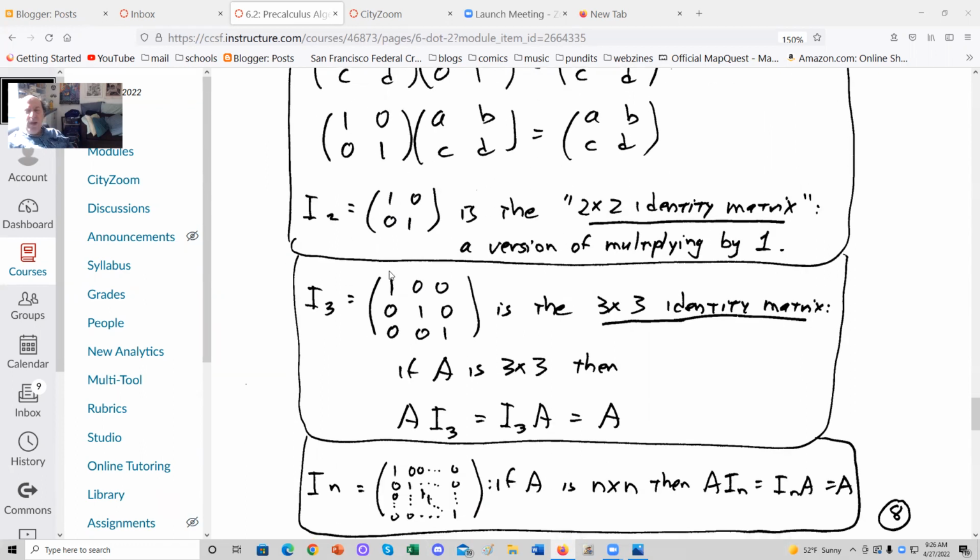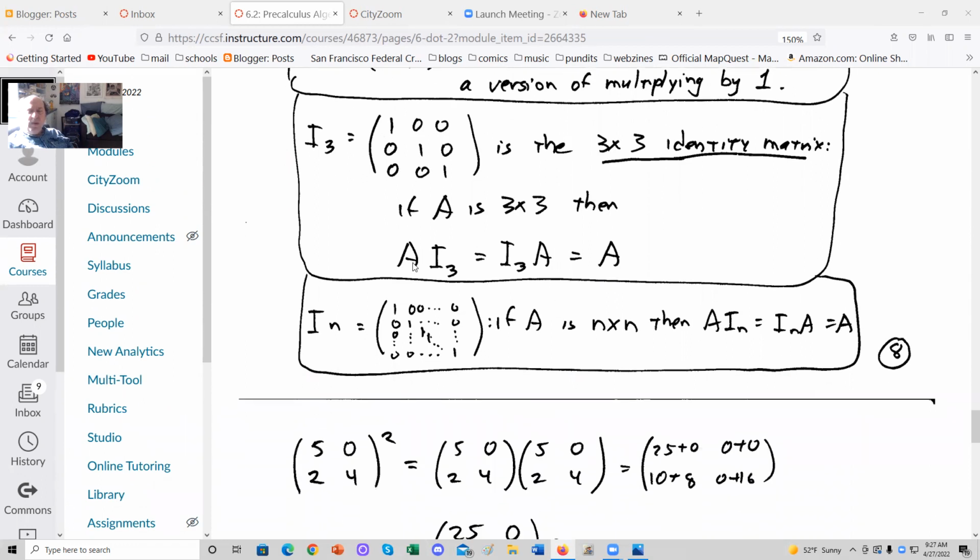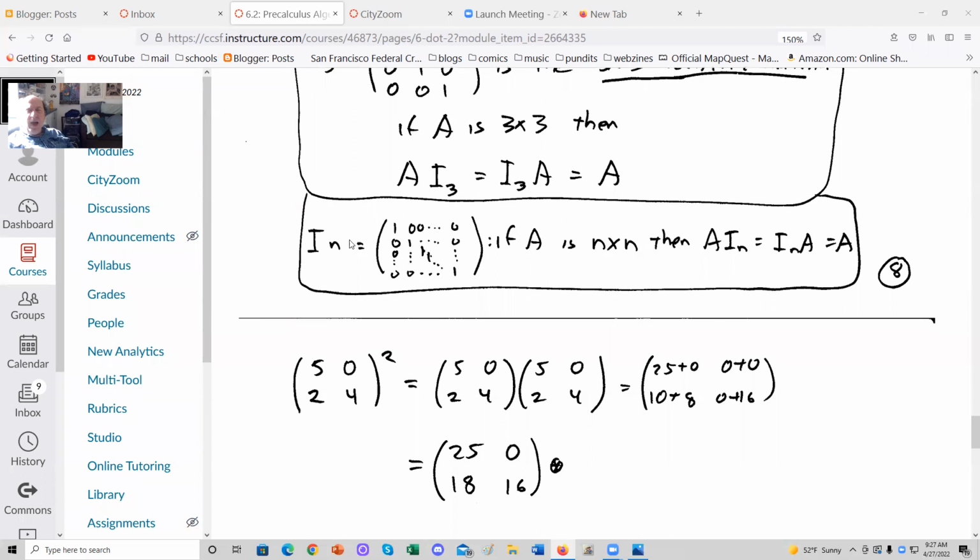Here's I3, a 3 by 3 matrix with 1's down the diagonal and 0's elsewhere. It's a 3 by 3 identity matrix because if you multiply either on the left or the right by any other 3 by 3 matrix, you get that other matrix. A times I3 and I3 times A is A. And in general, I sub n is an n by n matrix with 1's down the diagonal and 0's everywhere else. If A is n by n, then A I sub n equals I sub n A equals A. So this is an n by n version of the number 1.